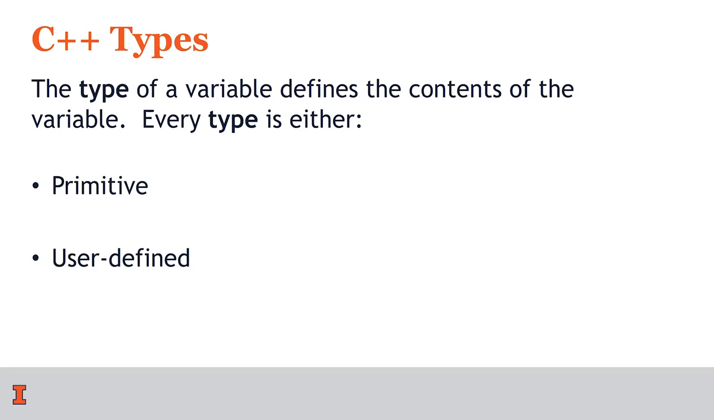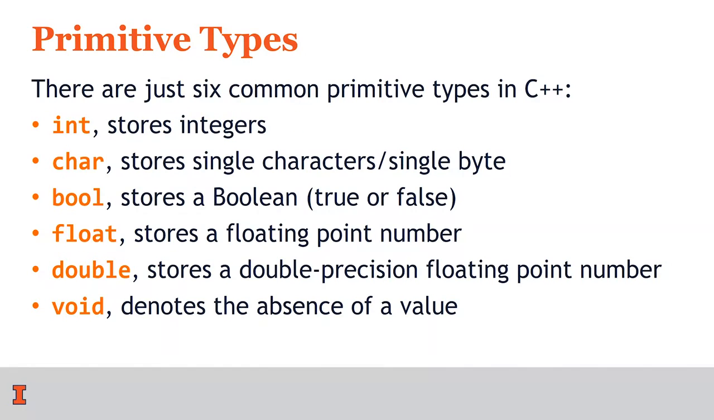In C++, there are only two types of variables that we can have. Every variable is either a primitive variable or a user-defined variable. Among the primitive variables, there are only 6 commonly used ones. Those are an integer, a character that defines a single character or a single byte, a Boolean which has the value of true or false, a float which stores a floating point number, or more commonly we'll use a double which stores a double precision floating point number. We'll almost always use double over a float.